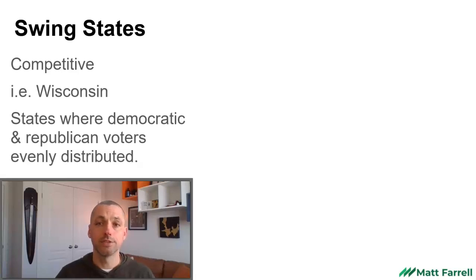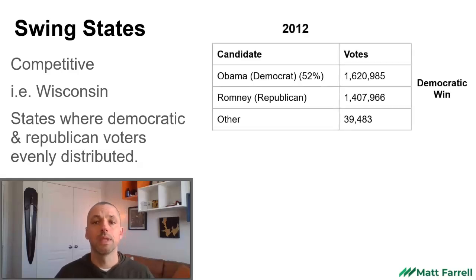The candidates do focus on those competitive states, and we call them swing states because there's the potential to swing back and forth each election. Typically, states like this, like Wisconsin, have an equal number of Democratic and Republican voters. They tend to be evenly distributed throughout that state, not always concentrated in the same spots, mind you. So here's how that would look.